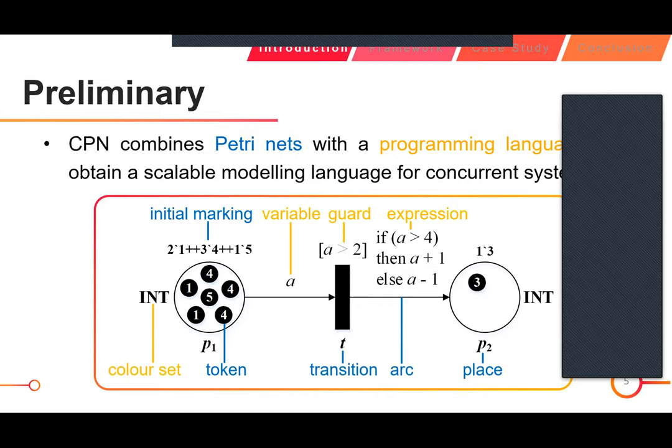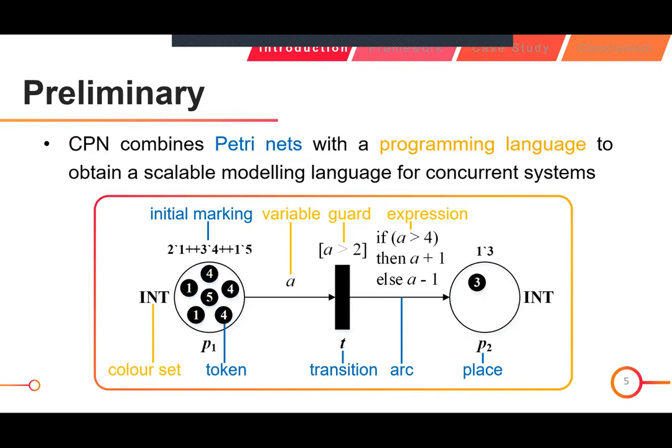Actually, the color has the same meaning as type. In this example, there are six tokens in place P1 and one token in place P2. All the tokens have the type of integer. When a token satisfies the guard of a transition, it may be chosen to be bound to the variable on the input arc, and the expression on the output arc will be calculated. Finally, a new token will be produced.